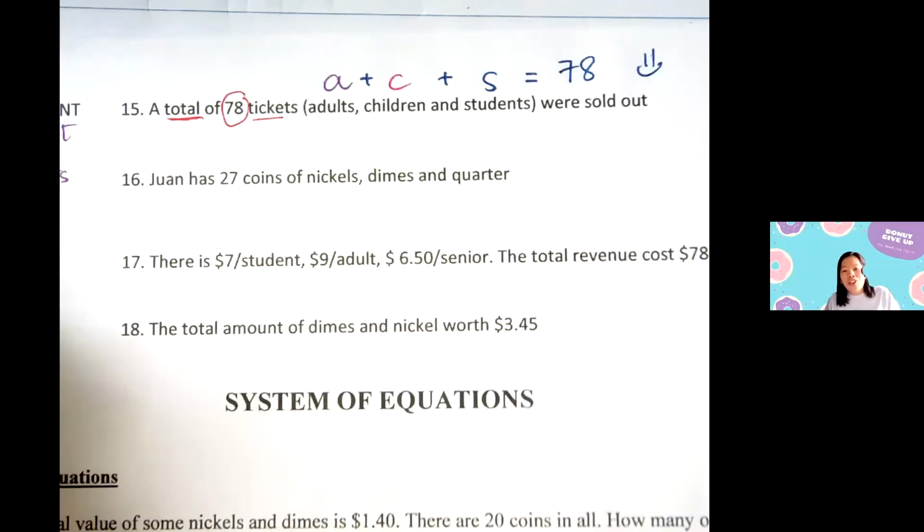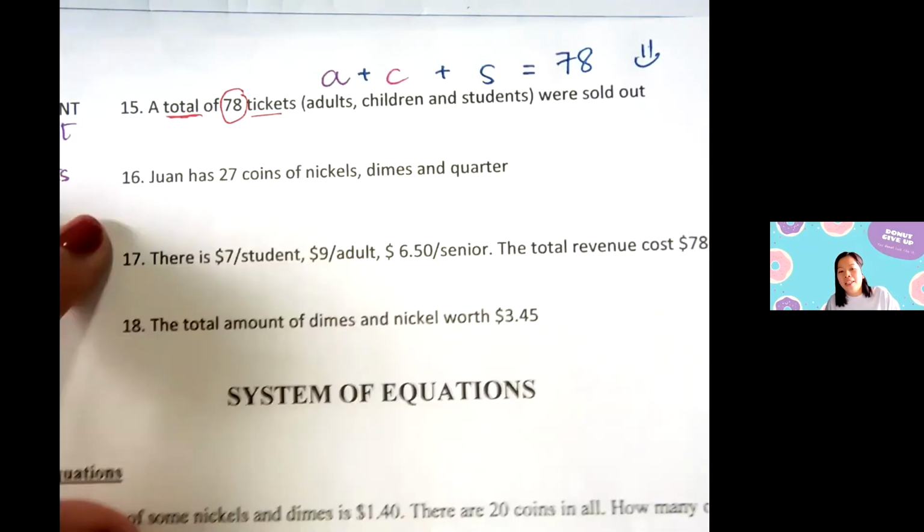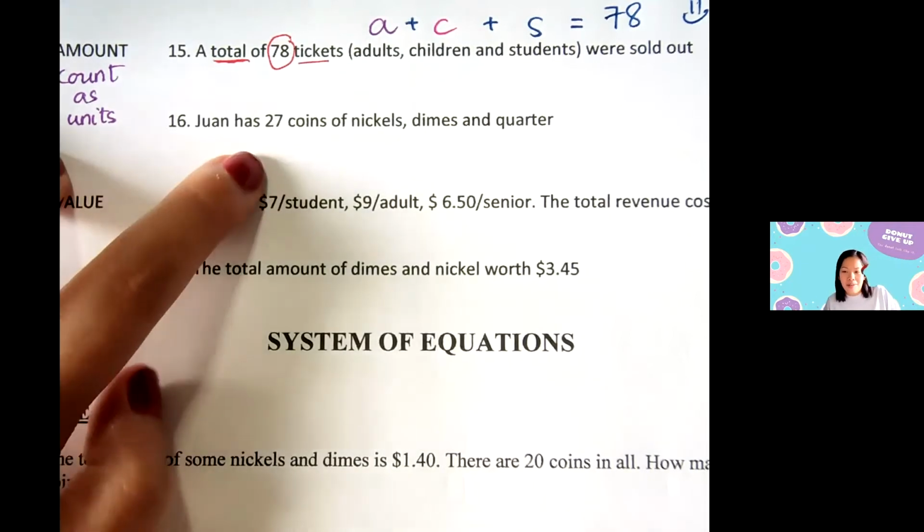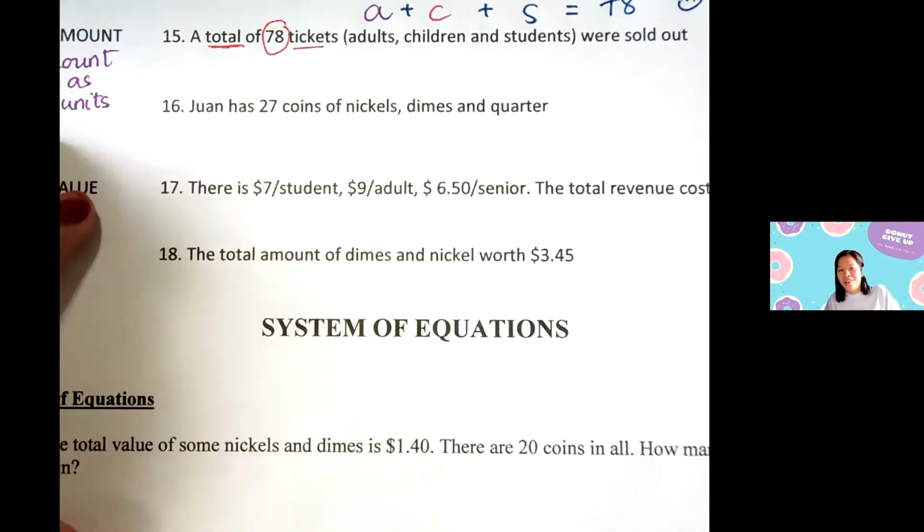Now the next one, you do the same thing. When they say coin, dime, and quarter, you just assign them as variables, and because this is a total number, you add them up. Same thing. Try that one on your own.